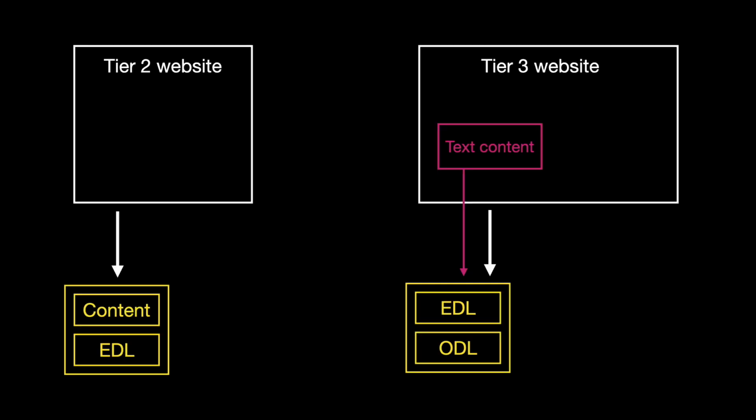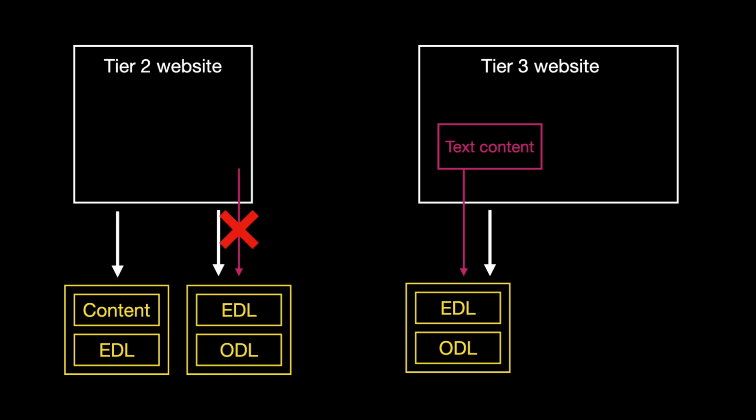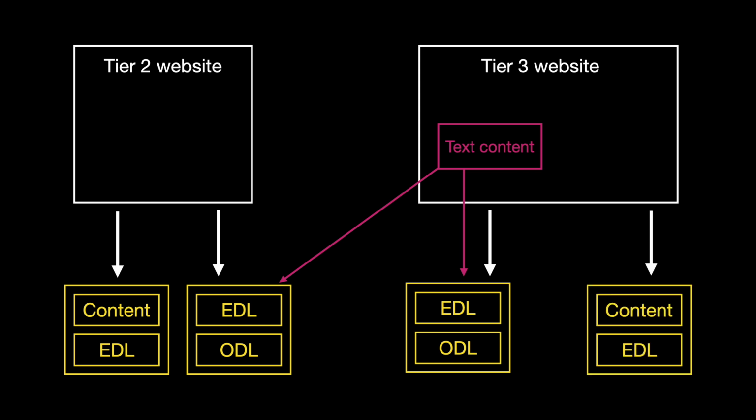For example, it may seem that a Tier 2 website can only serve pre-compiled documents with a content section because those websites do not allow granular access to their text content. But they may still serve a document without content if its EDL references text stored on another website. On the other hand, a Tier 3 website may sometimes construct certain pages on the backend simply for the sake of optimization, even though it also provides granular access to its text content.